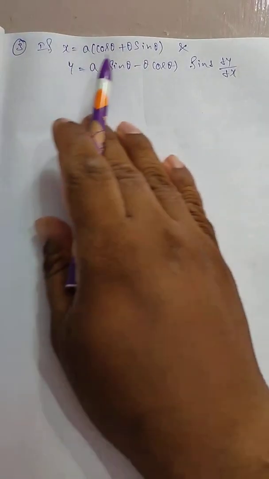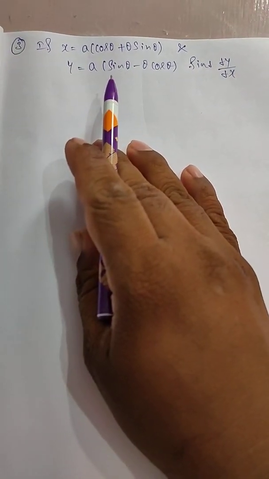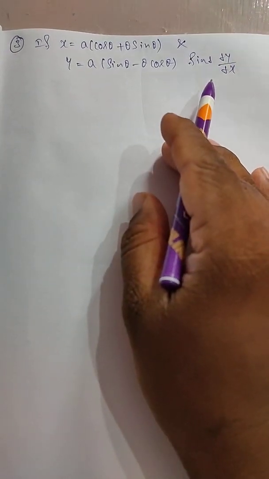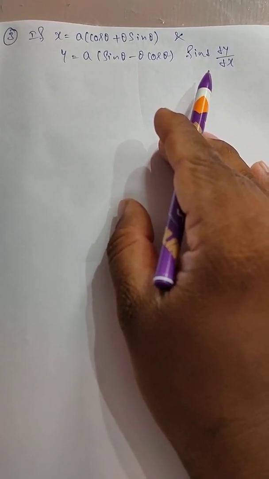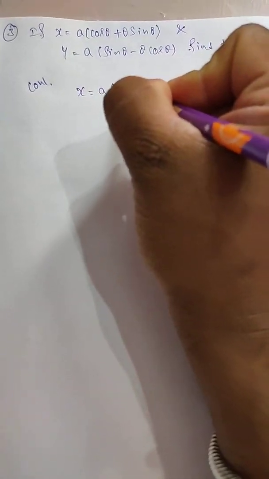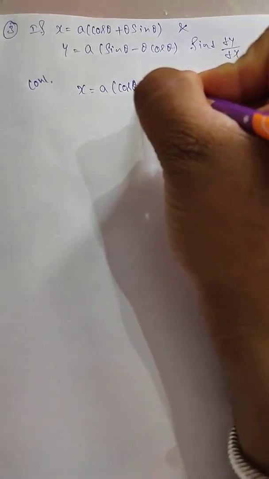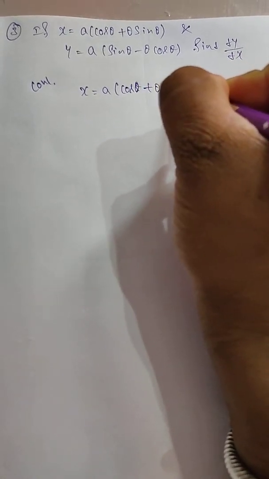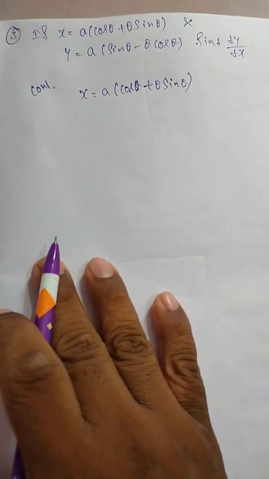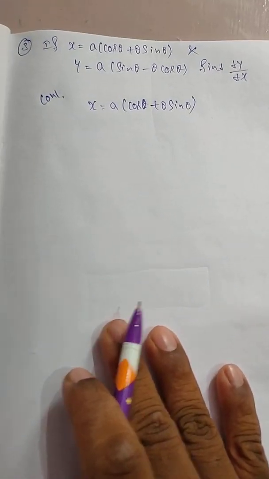Students, now we will go for the next problem. The next problem is: if x is equal to a cos theta plus theta sin theta, y is equal to a sin theta minus theta cos theta, you want to find the dy by dx. So this is the next problem. Let me consider this one. Consider x is equal to a into cos theta plus theta sin theta. The given question is in the form of parametric differentiation, so you want to differentiate the functions separately.